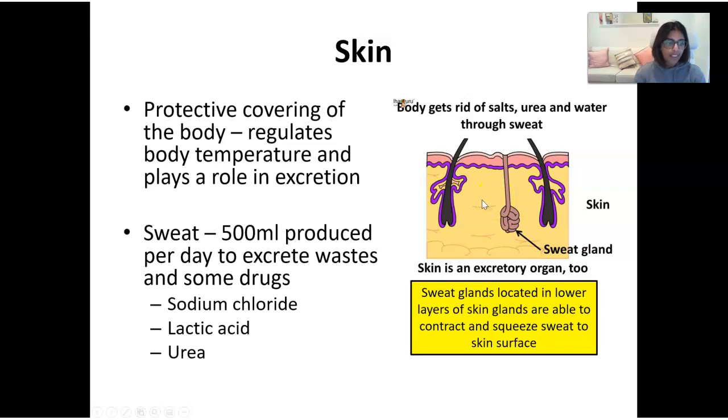Some of those wastes that the sweat glands secrete are sodium chloride, which is salt, lactic acid, and, as we talked about before, urea. You will also get some drugs being excreted through the skin via the sweat glands.